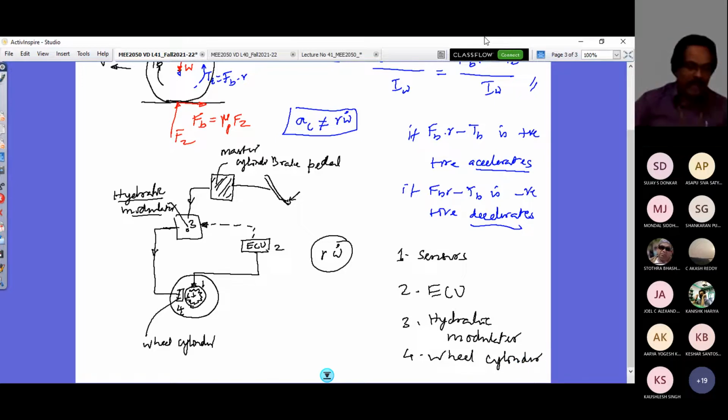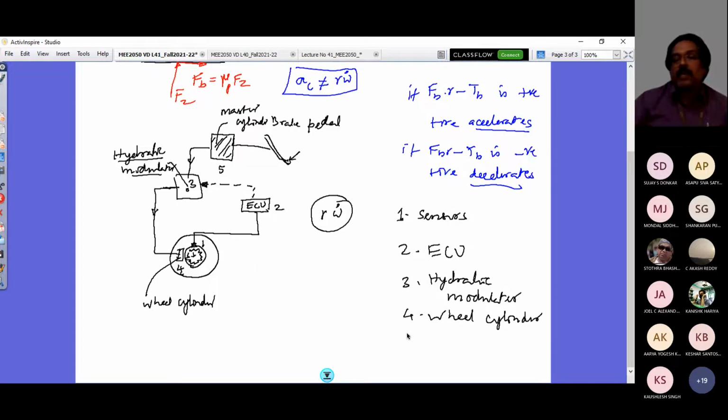Wheel pressure cylinder it is. And then number 5 is, of course, your master cylinder. Right? So this is how it functions.